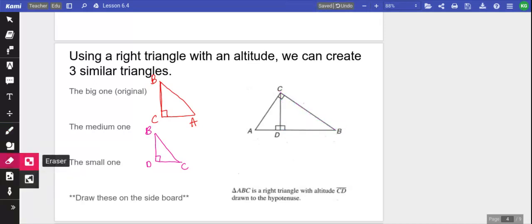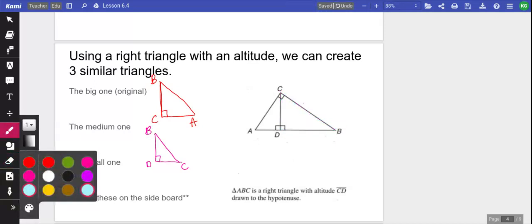And then we have this small triangle created by the other half of the altitude, which is over here. And in this small triangle, we have D, and the short side is A, and the tall side is C.